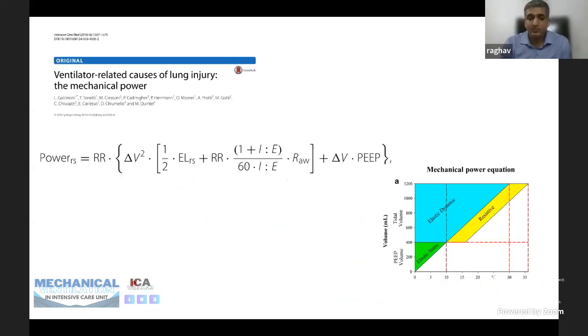The concept of mechanical power was first explained to us by Dr. Gattinoni, and they gave this complex equation to calculate mechanical power. You don't need to remember this equation, but you can see that it includes not only tidal volume and plateau pressures, but also respiratory rate, PEEP, and the resistance and flows, which are denoted by the IE ratio and resistance of the respiratory system.